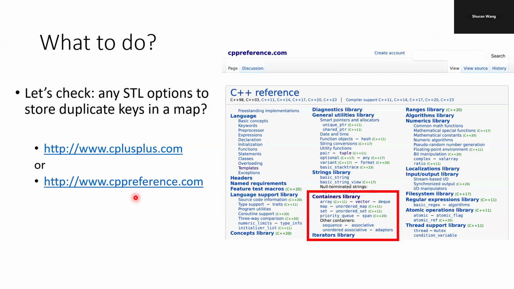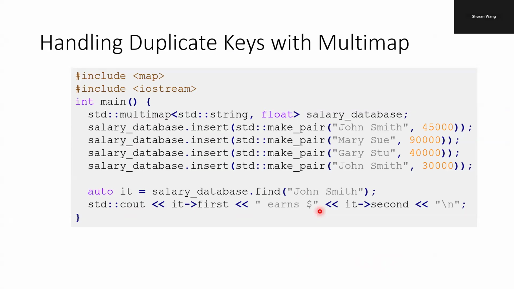What do we do in this case if we need both John Smiths? We go into the C++ reference website, look into the containers library and see if there are any containers that can help. Then we find multimap. Basically, multimap is a map that can store multiple elements with the same key.